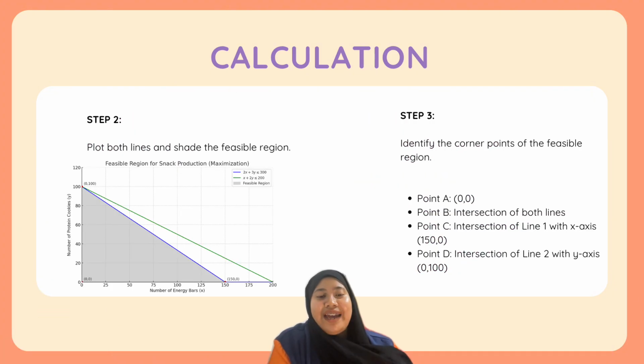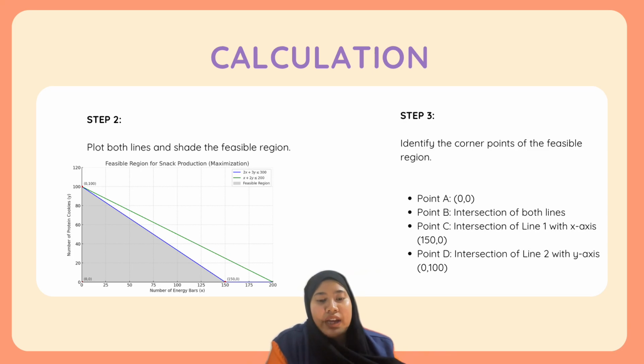Step 2, plotting and the feasible region. Next we plot the two constraint lines on a graph and shade the feasible region, which represents all combinations of x and y that satisfy the resource limits. From the graph we can see the shaded gray region, which is bounded by the two lines and the axes. This feasible region includes all the possible production combinations that are within the company's resource limit.